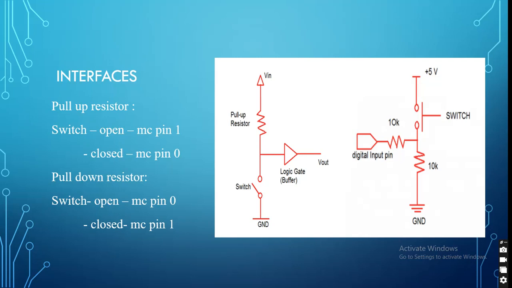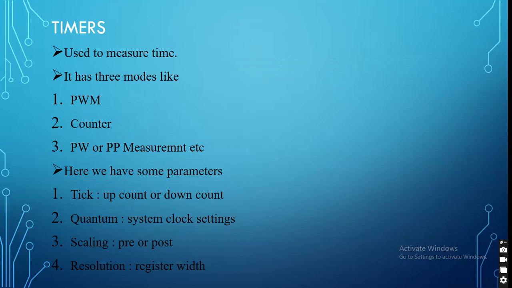In the pull-up resistor, when the switch is open, the microcontroller pin will be 1, and when the switch is closed, the microcontroller pin will be 0. In the pull-down resistor, when the switch is open, the microcontroller pin will be 0, and when it is closed, it will be 1. Coming to the timers, a timer is a specialized type of clock used for measuring specific time intervals.